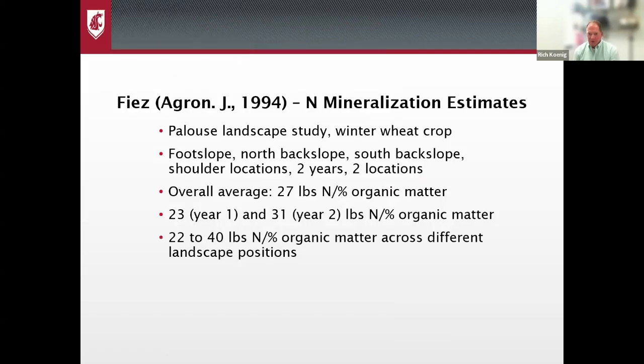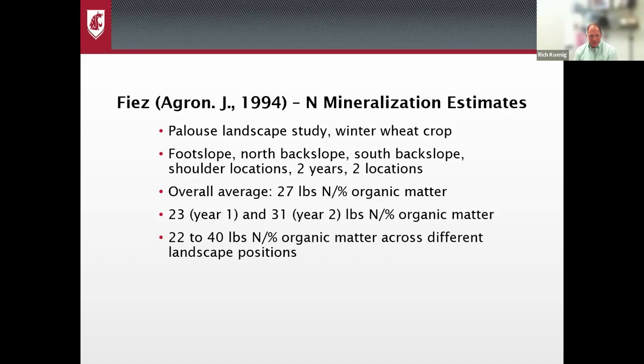I wanted to spend just a couple of minutes showing you some data from a study that was done a number of years ago now by a graduate student at WSU named Tim Fiez. He went into the Palouse landscapes, or spatially variable Palouse landscape, and he did a number of things in this research, but one of the things he did was to estimate nitrogen mineralization across the landscape. So at different locations in the landscape, from the foot slope, the base of the slope, the north back slope, the south back slope, so north and south aspect, and then shoulder near the top of a Palouse hill. He did this over 2 years and at a couple of different locations.